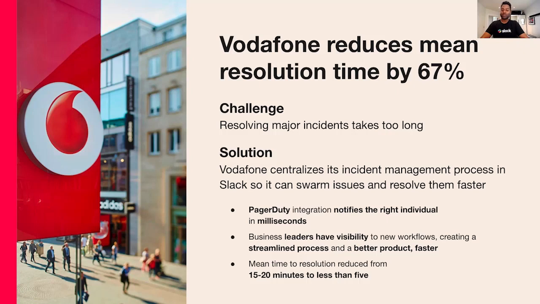When an incident occurs in the production environment, the integration notifies the right team down to the right individual within milliseconds, and all within Slack. This dramatically reduces the mean time to resolution by contacting and alerting the right person at exactly the right time. Before Slack, it would have taken 15 to 20 minutes to resolve the issue, but they've reduced that to under 5. Slack also offers Vodafone executives visibility into new workflows, which ultimately results in a better product faster.